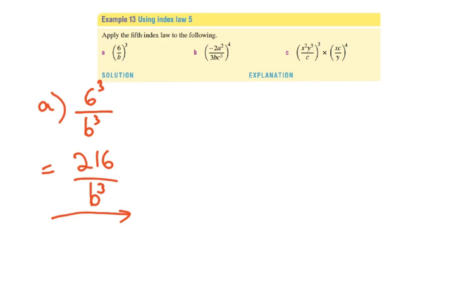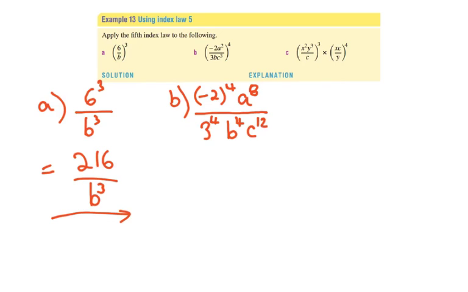Making it a little bit harder, let's have a look at b. Everything inside of that bracket is getting that negative 4 on the outside. So it's going to be negative 2 to the power of 4. a squared, so 2 times 4 gets me 8. b to the power of 4. And c, 3 times 4 gets me 12.